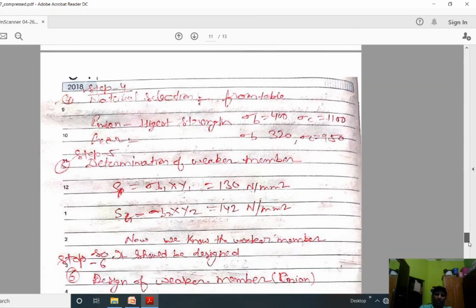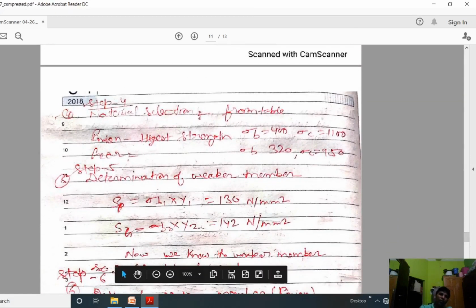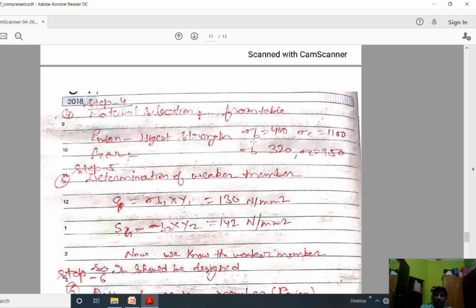And after that, in step number 4, material selection, we have to assume or take the material for the pinion from the table. We select the material for the pinion, and from here we get the values of bending stress as well as crushing stress. Similarly, we get the values for bending stress as well as crushing stress if the materials for gear and pinion are different. Then we take two different values.